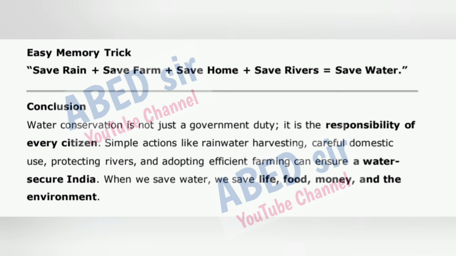Easy memory trick. Save rain plus save farm plus save home plus save rivers is equal to save water. Conclusion. Water conservation is not just a government duty, it is the responsibility of every citizen. Simple actions like rainwater harvesting, careful domestic use, protecting rivers, and adopting efficient farming can ensure a water-secure India. When we save water, we save life, food, money, and the environment.